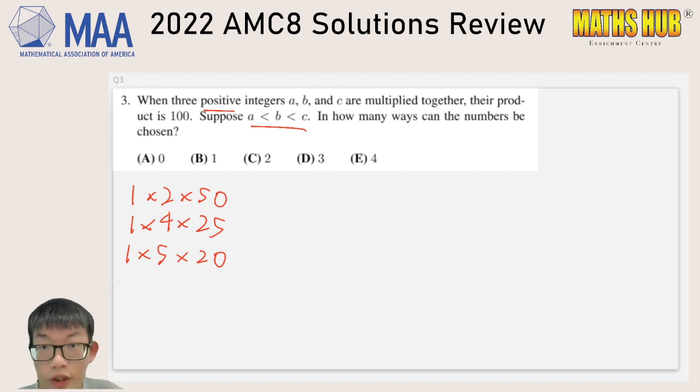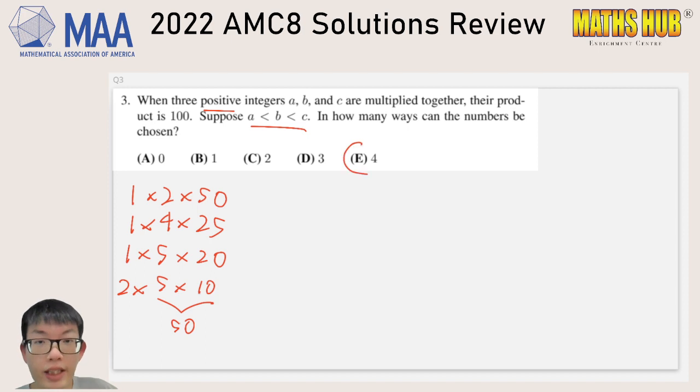So let's move on to 2. I can't do 2 times 2, so the next two numbers must multiply to 50. So it would be 2 times 5 times 10. And actually at this point we can stop looking because we have found 4 ways and that's the largest option. So the answer must be 4.